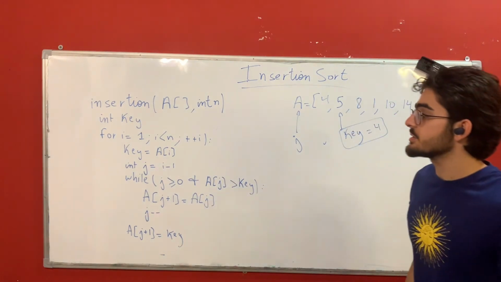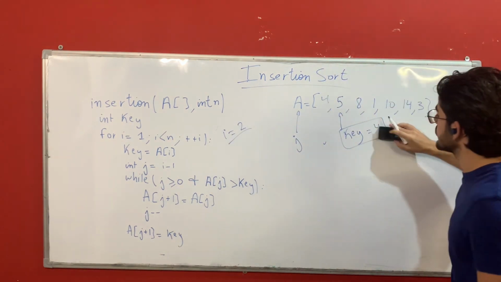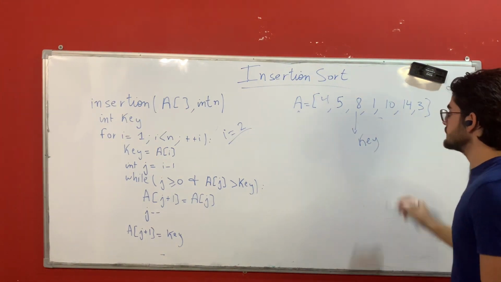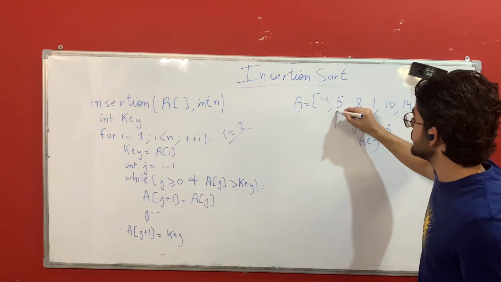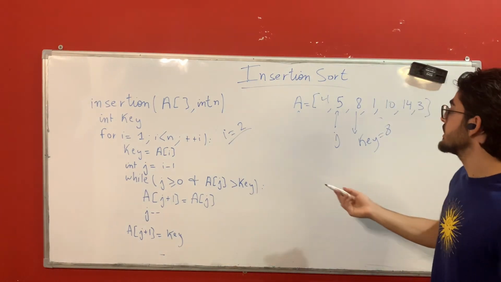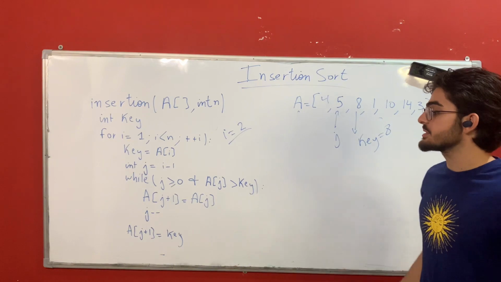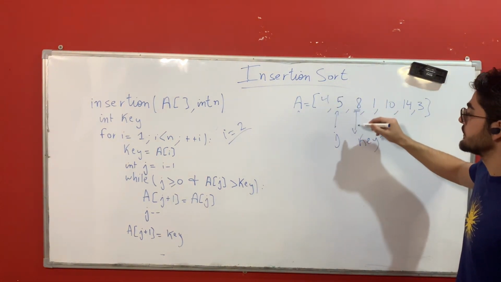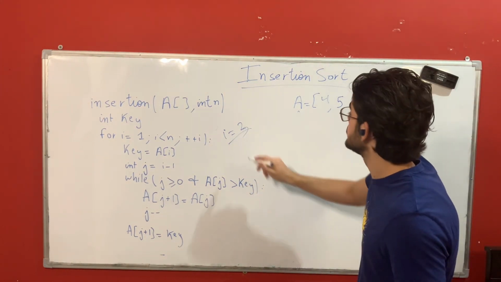The while loop has finished, so we continue. i is now equal to 2. Here the key is 8. So j now is pointing at 5. We compare. A of j is not greater than the key because 5 is less than 8. So the while loop never executes and A of j plus 1 is still equal to key, which is 8. We continue iterating, reaching i equals 3, which is 1.